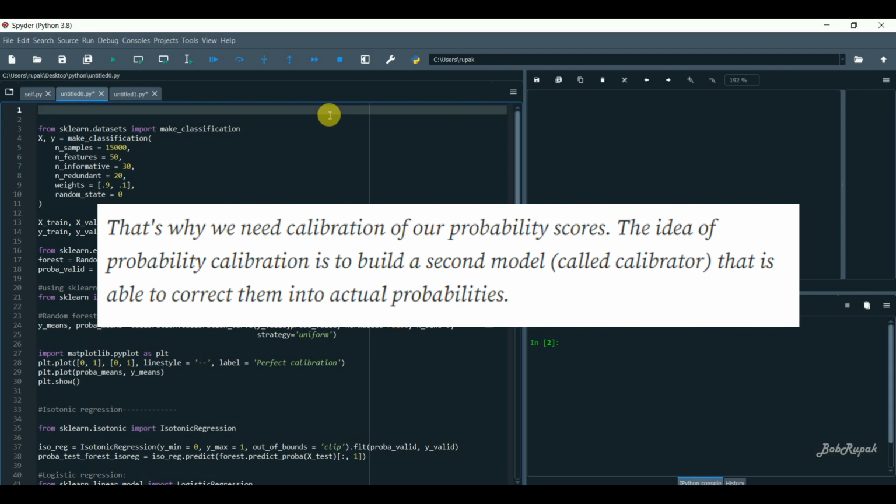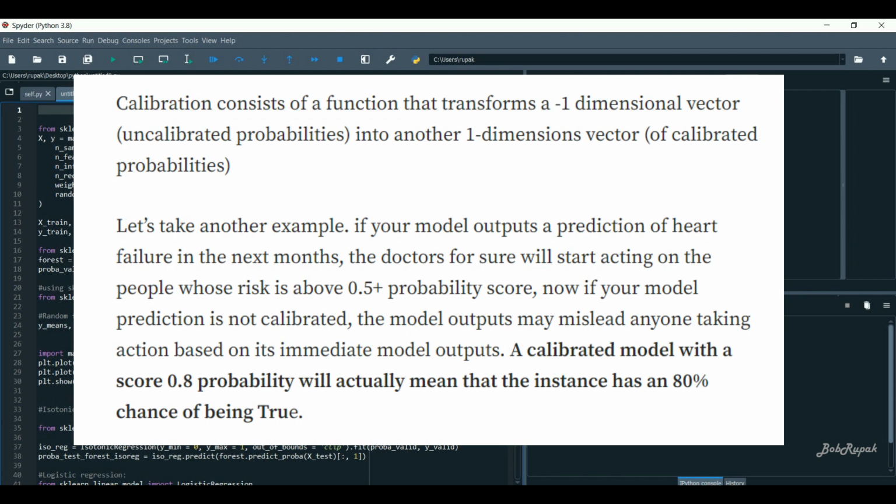The idea of probability calibration is to build a second model called a calibrator that is able to correct them into actual probabilities. Calibration consists of a function that transforms a one-dimensional vector of uncalibrated probabilities into another one-dimensional vector of calibrated probabilities. Let's take an example.